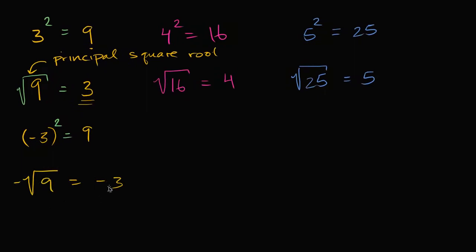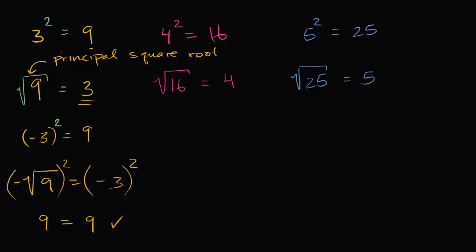And what's interesting about this is, if you square both sides of this equation, what do you get? Well, anything negative squared becomes a positive. And then the square root of 9 squared, that's just going to be 9. And on the right-hand side, negative 3 squared, well, negative 3 times negative 3 is positive 9. So it all works out. 9 is equal to 9. And so this is an interesting thing.